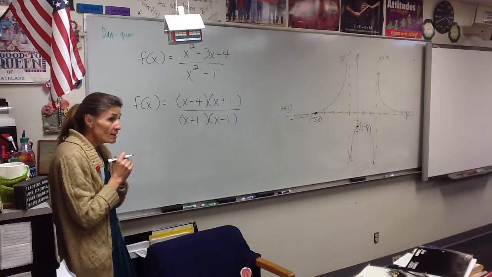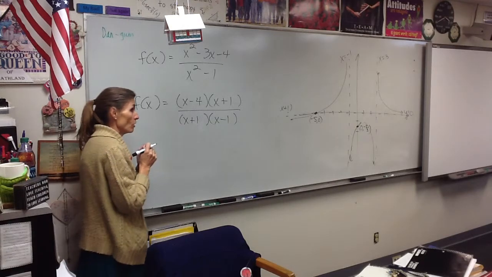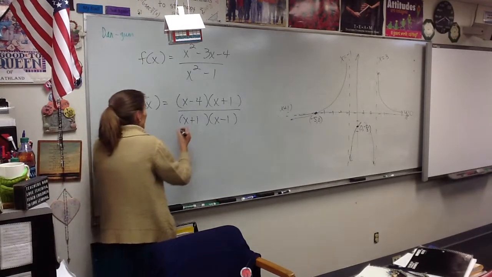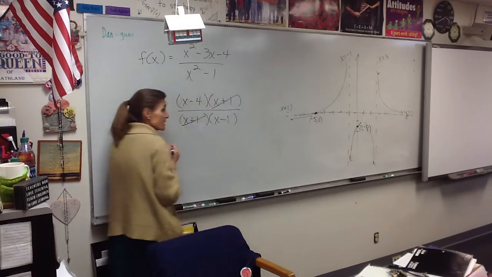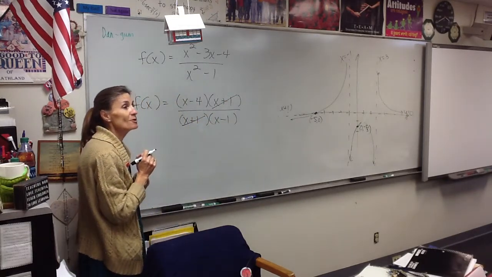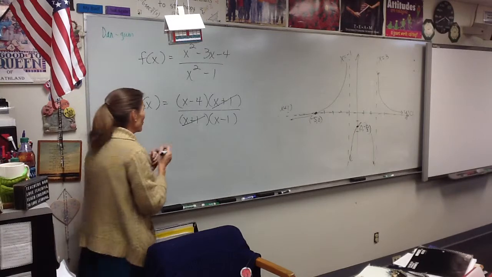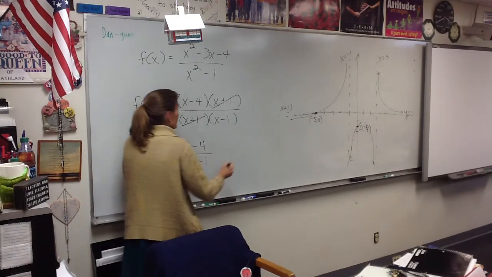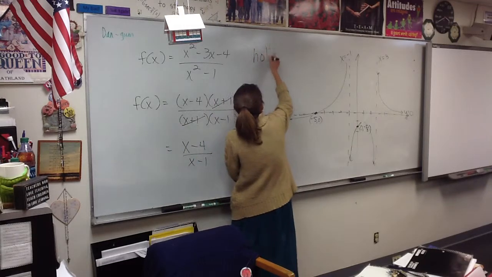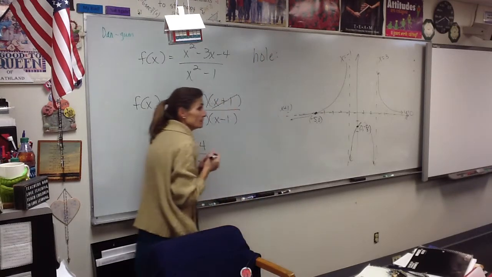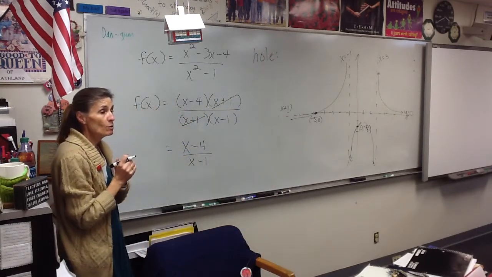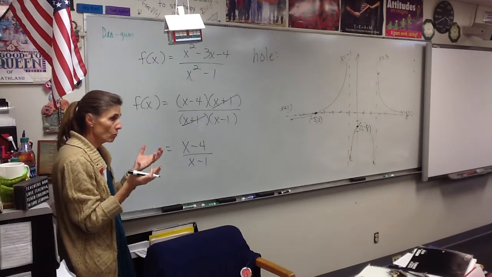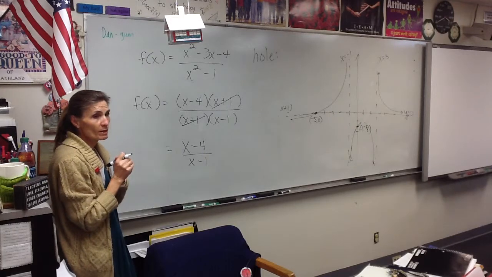Now, something very special happened. There's 2 of the same. These 2 will cancel out. So there's a hole. We're going to have a hole in this picture. Because we had a cancellation, it's called a removable discontinuity. We'll call it a hole. We have a hole in our picture.